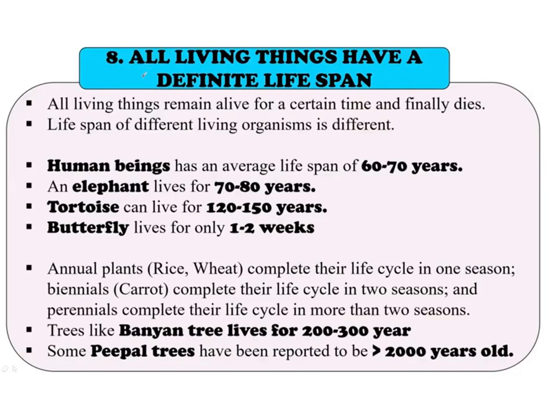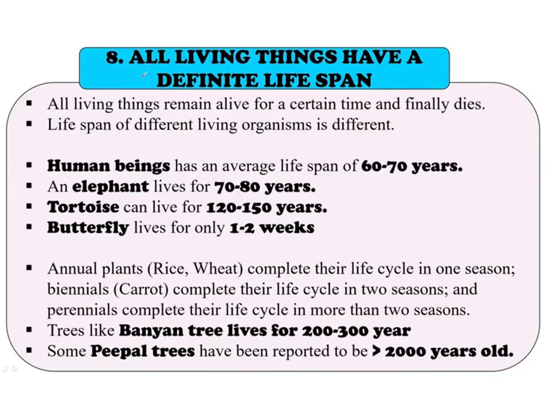Then a butterfly lives for only 1 to 2 weeks, then they die. So their lifespan is very short in the case of a butterfly. Okay, and there are some plants like annual plants, rice, wheat, that complete their life cycle in one season, biennials such as carrot complete their life cycle in 2 seasons, and perennials complete their life cycle in more than 2 seasons. Trees like the banyan tree live for 200 to 300 years. So the lifespan of a banyan tree is 200 to 300 years. Okay, and some peepal trees have been reported to be more than 2000 years old.